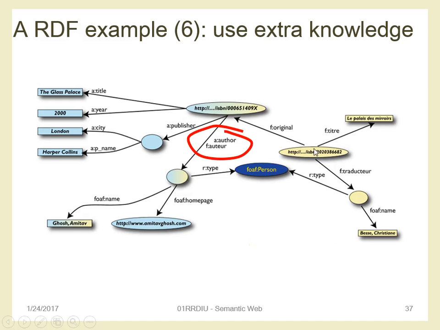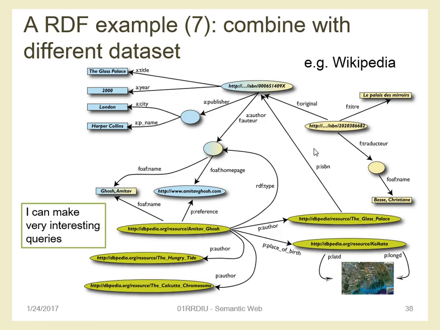Again, I can do even more. For example, combine different data sets. I think that probably this author is on Wikipedia, very likely. If it's on Wikipedia, behind Wikipedia there is this large data set that is DBpedia. And DBpedia has information about all the people that are in Wikipedia.